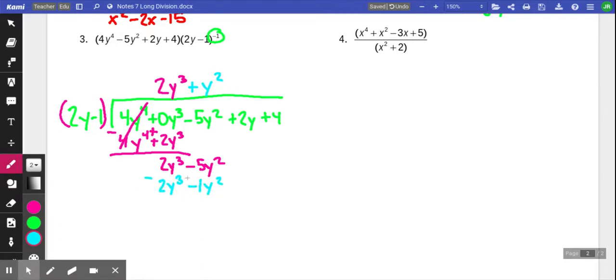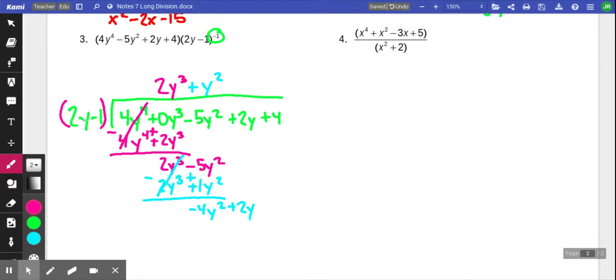And I'll subtract and I'll subtract. So the 2y to the thirds cancel each other out. A double negative will change to a plus. And negative 5 plus 1 is going to give me negative 4y squared. And then I'll bring down the positive 2y.